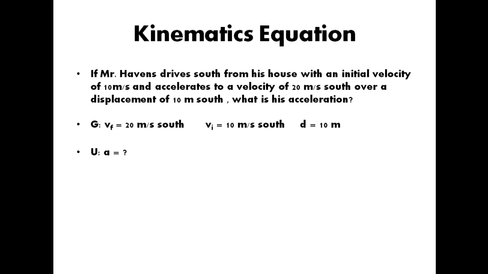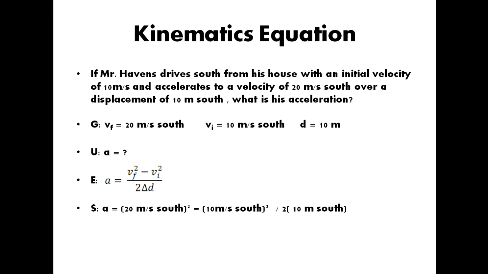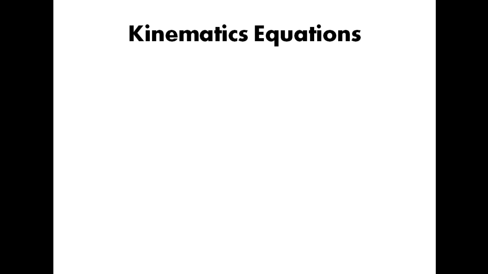So my unknown is acceleration. My equation is acceleration equals final velocity squared minus initial velocity squared over 2 times the change in displacement. I substitute in acceleration equals 20 meters per second south squared minus 10 meters per second south squared divided by 2 times 10 meters south. And if you work out all that math, it works out to 15 meters per second squared south. Because I would have had 400 minus 100, leaving me 300 divided by 20. If you don't understand it, we'll talk about it in class, and I'll work over this.